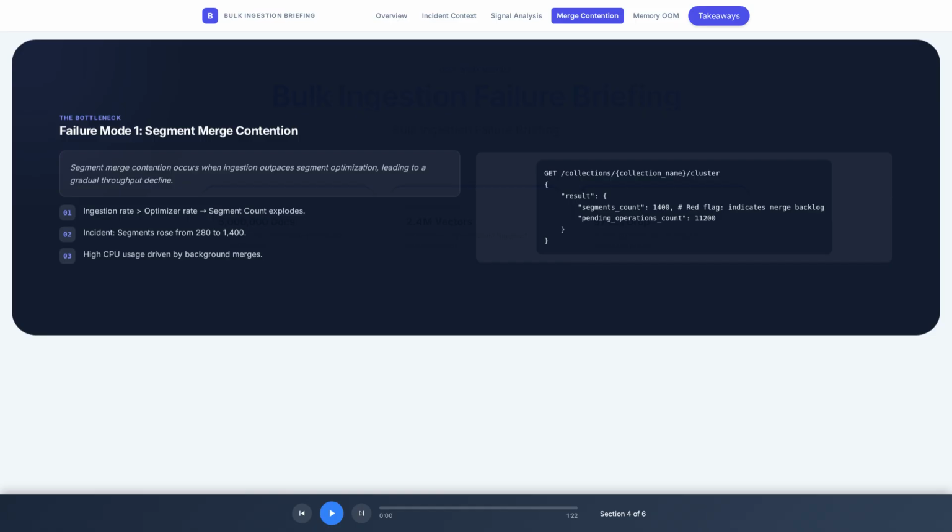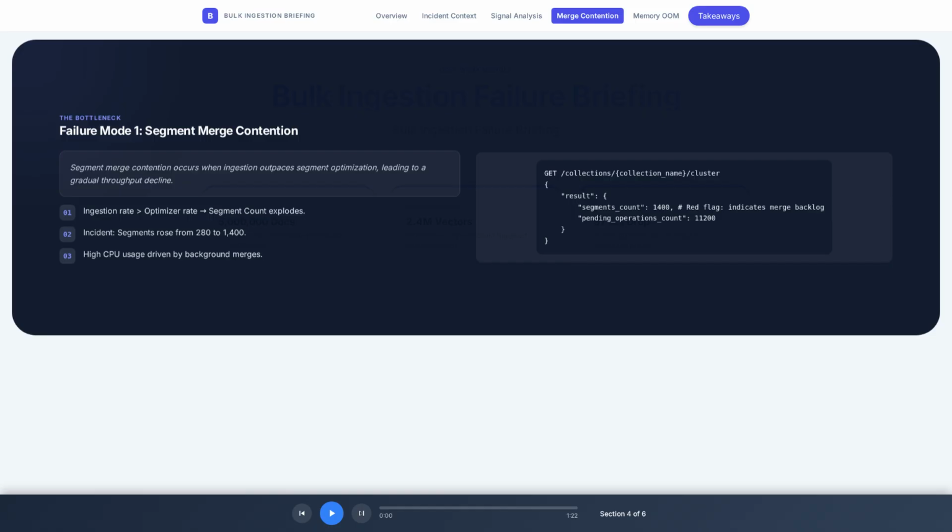In our incident, the segment count just shot up from about 280 segments to over 1,400. And a high segment count, well, it makes every single operation much heavier. It increases the overhead. So performance just starts to degrade, gradually. Here's how you spot this mode. You will see a gradual decline in throughput. We call it a slope decline. There will be high CPU usage because the system is busy merging. The segment count will be climbing fast.